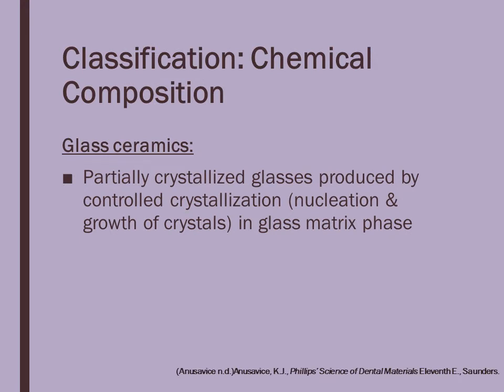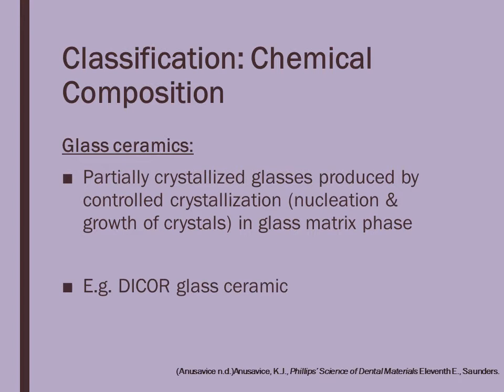Then the glass ceramics are partially crystallized glasses produced by controlled crystallization, which involves nucleation and growth of crystals in a glass matrix phase. An example is DICOR glass ceramic.